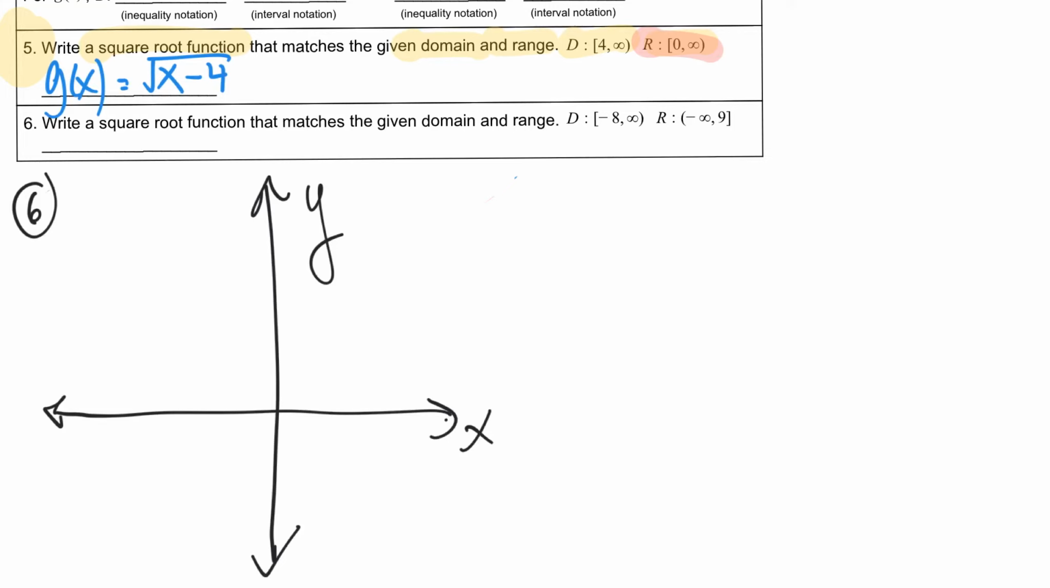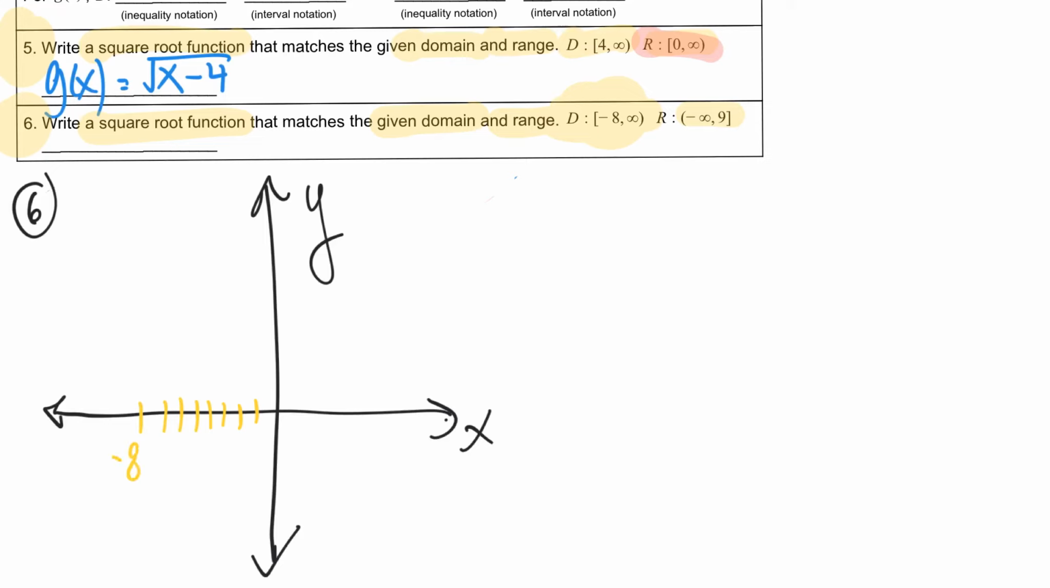Now for number 6, we're going to do something very similar. Again, write a square root function that matches the given domain and range. So here's our graph. It says that the domain is from -8 to infinity. So again, that is left and right. That has to deal with my x-axis. So -8, 1, 2, 3, 4, 5, 6, 7, 8.